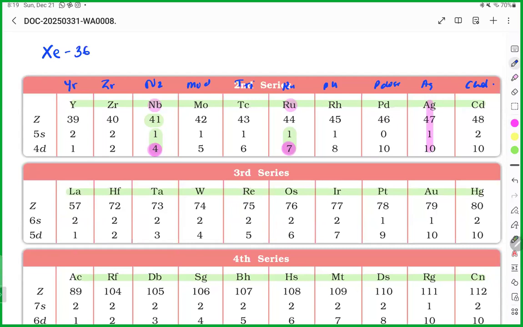After that, what is the atomic number of yttrium? 39, which means 3 electrons extra. So for yttrium it will be Xenon, 4d1, 5s2. Understood? Yes, sir. Same way, here 4d2, 5s2. But the problem is here you have so many exceptions.